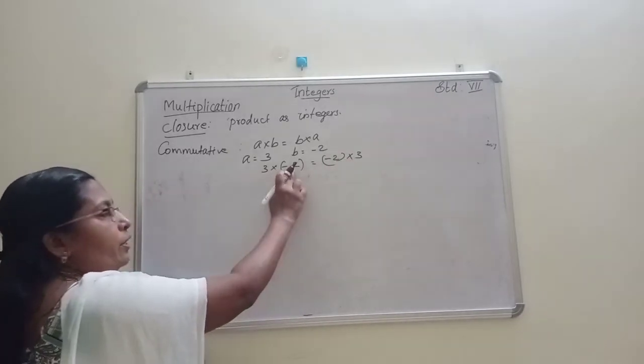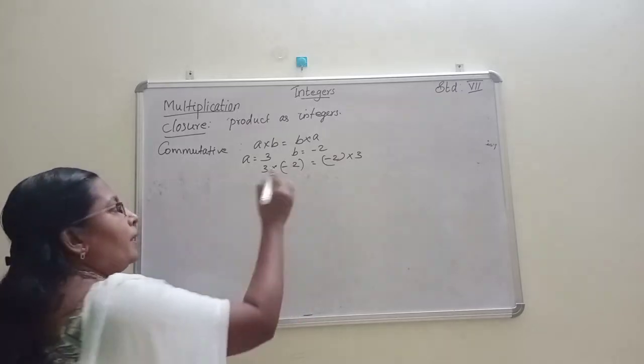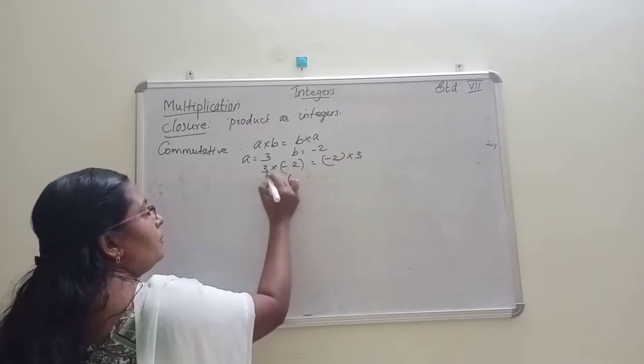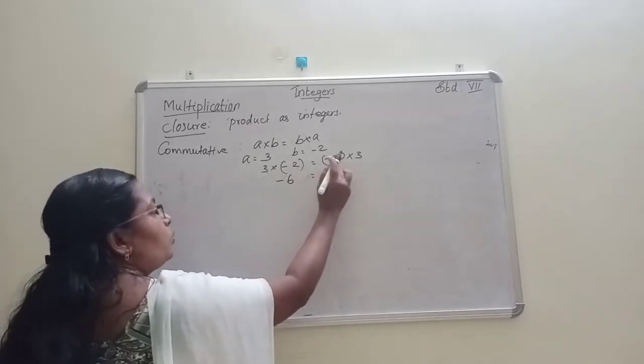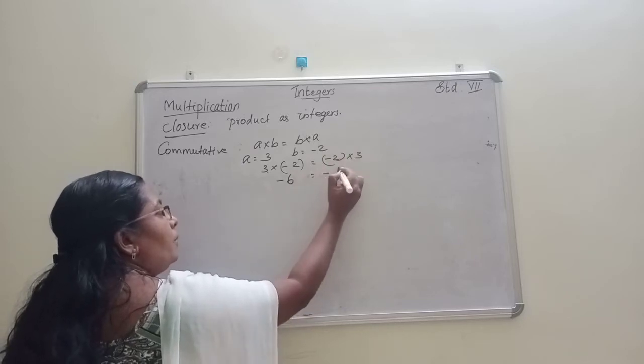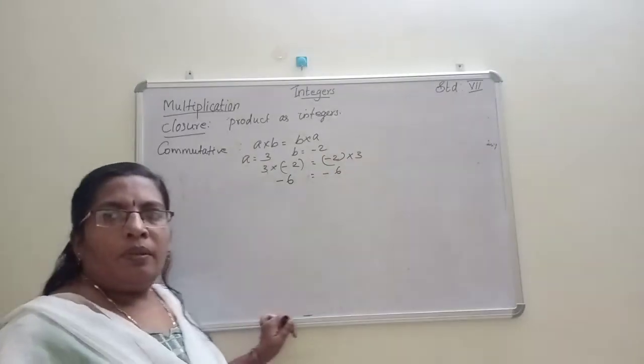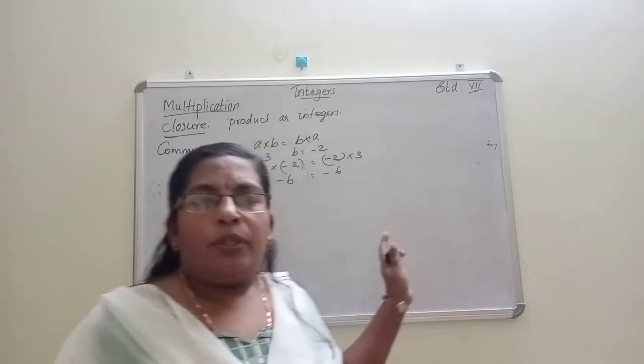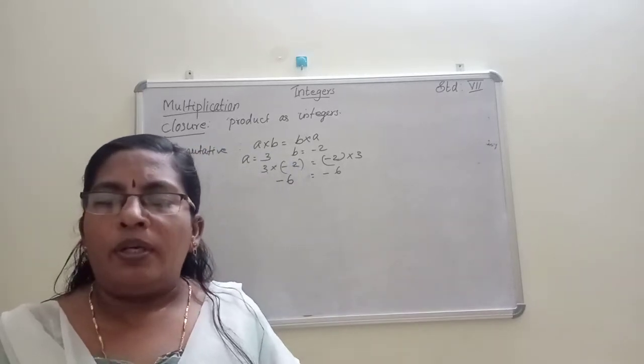Positive and negative gives what? Negative 6. 3 twos are 6. Here also positive and negative gives a negative integer. That is commutative. A into B equal to B into A.